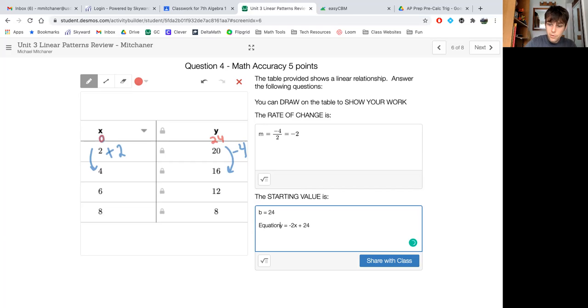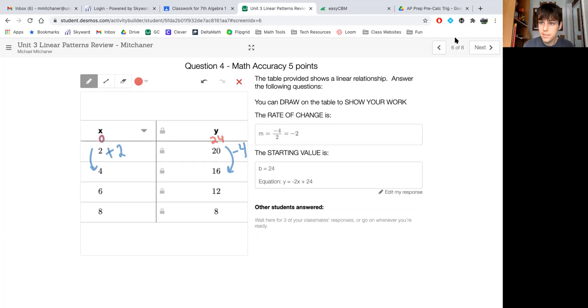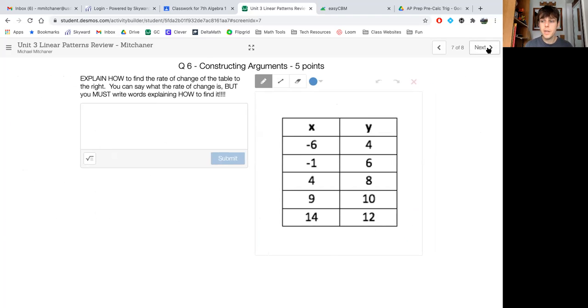This problem didn't ask for it, but we could have come up with it because we had all the information necessary there. Okay. Let me go ahead and move forward and see what else we have. Constructing arguments. So any of these constructing arguments questions, it is very important for us to explain in a full sentence or two what our answer is.